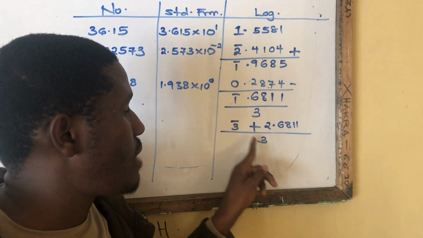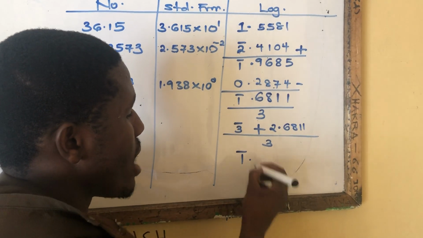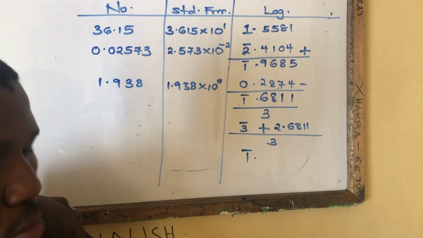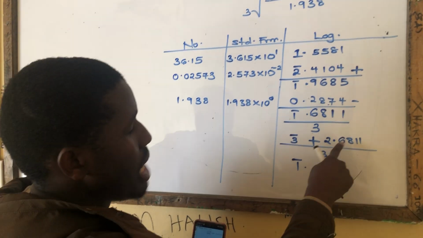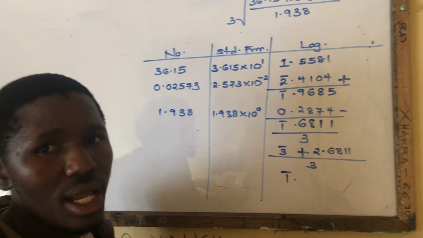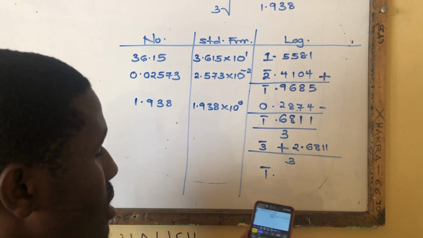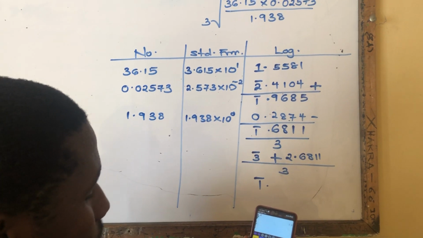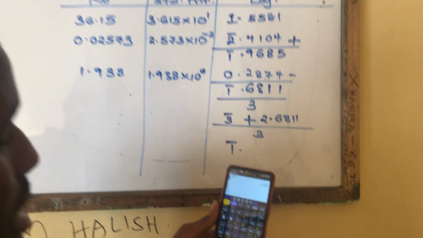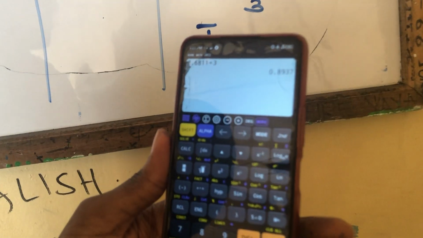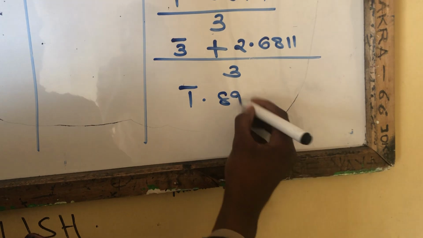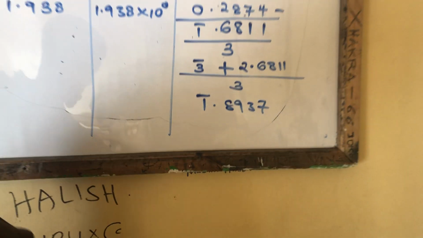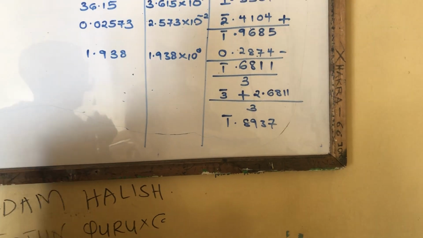Now, bar 3 divided by 3 should give us bar 1. Then 2.6811 divided by 3. Like we mentioned, the number being positive, you are allowed to engage the calculator. What do we have? 2.6811 divided by 3 should give us 8937. Our mantissa becomes 8937.